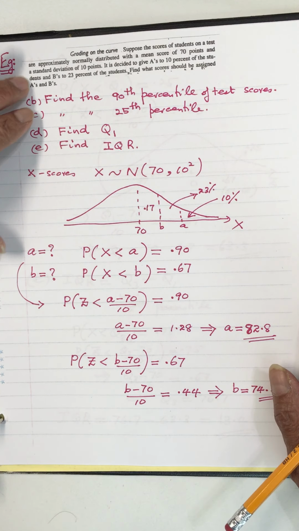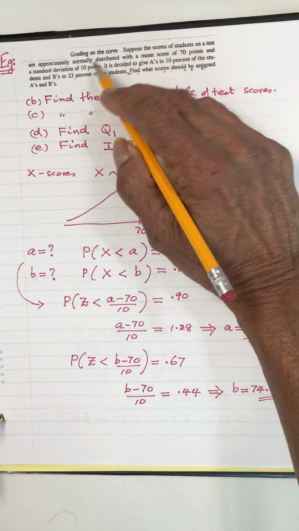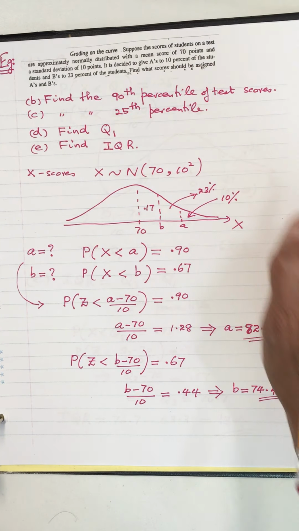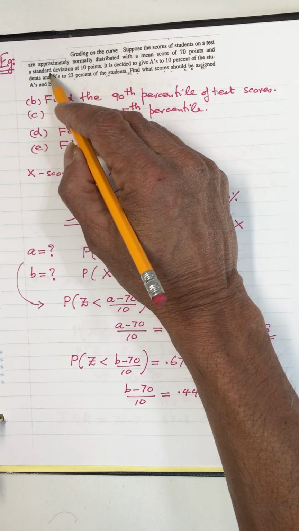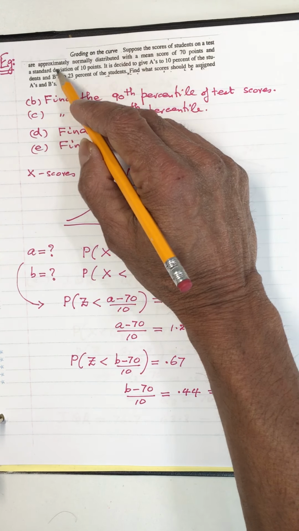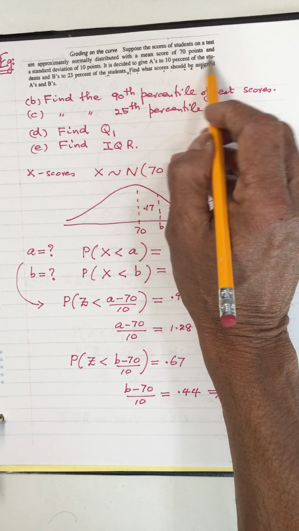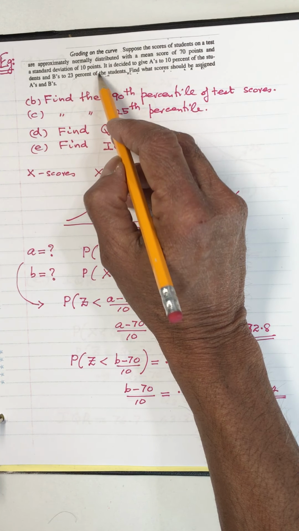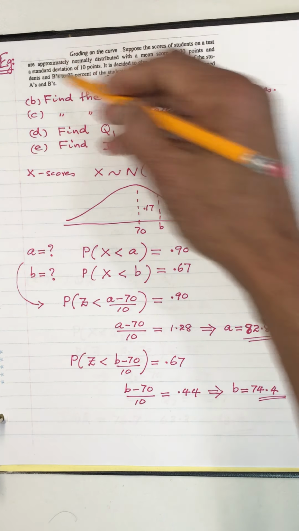Suppose the scores are approximately normally distributed, with a mean score of 70 points and a standard deviation of 10 points. So mu is 70 and the standard deviation is 10. It is decided to give A's to 10% of the students and B's to 23% of the students. Find what scores should be assigned for A's and B's. That's the first part of the question.